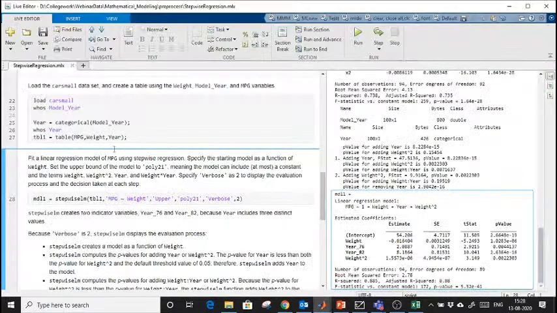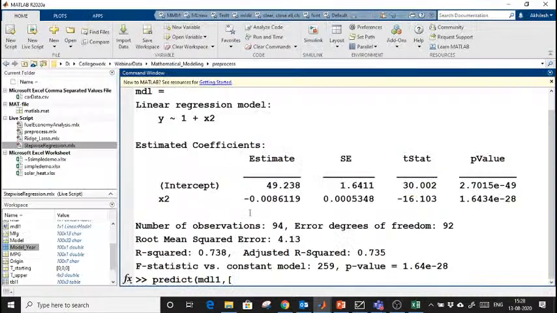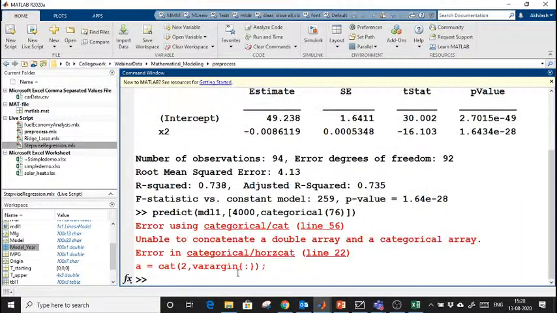What will the inputs be? It will be weight and year, 2 inputs, weight and year, right? Let's say that weight I have 400, and year we want to provide as a categorical, right? Categorical, let's say 76, bracket close, enter. So here we got the error.